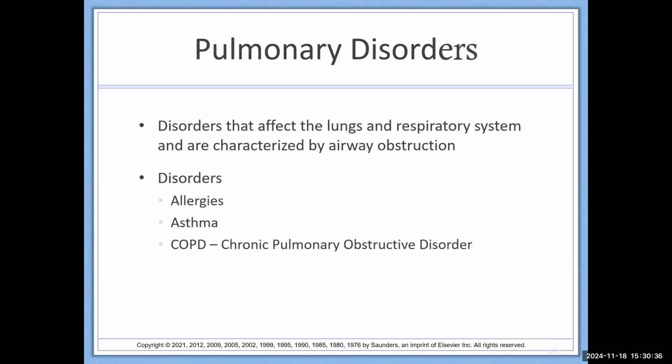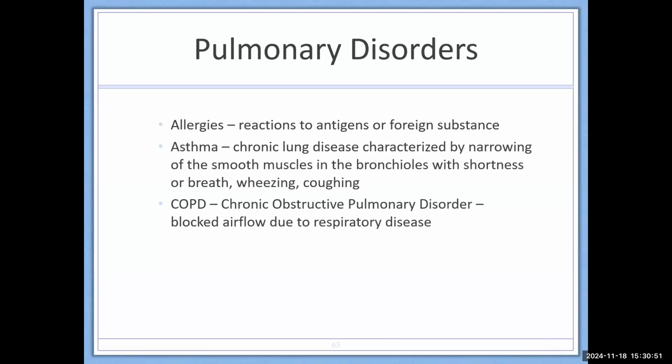Pulmonary disorders are disorders that affect the lungs and respiratory system. So you'll have some sort of obstruction when you're breathing. The disorders that fall in this category could be anywhere from allergies to asthma to even COPD, or chronic obstructive pulmonary disorder. Now, with allergies, it's a reaction to a foreign substance or an antigen. With asthma, it's a chronic lung disease that now has narrowing of the smooth muscles in the bronchioles with shortness of breath, wheezing, and coughing. And with COPD, or chronic obstructive pulmonary disorder, there's blocked airflow due to respiratory disease.